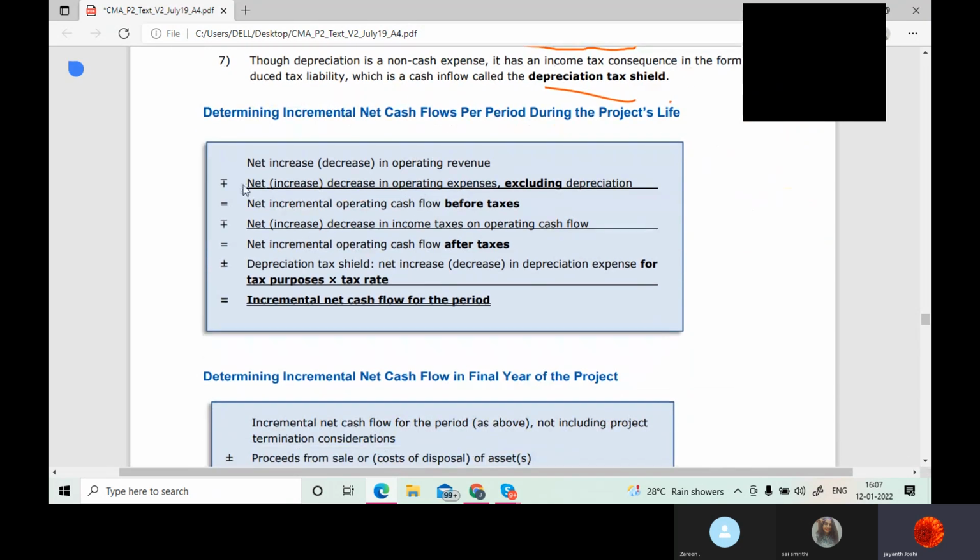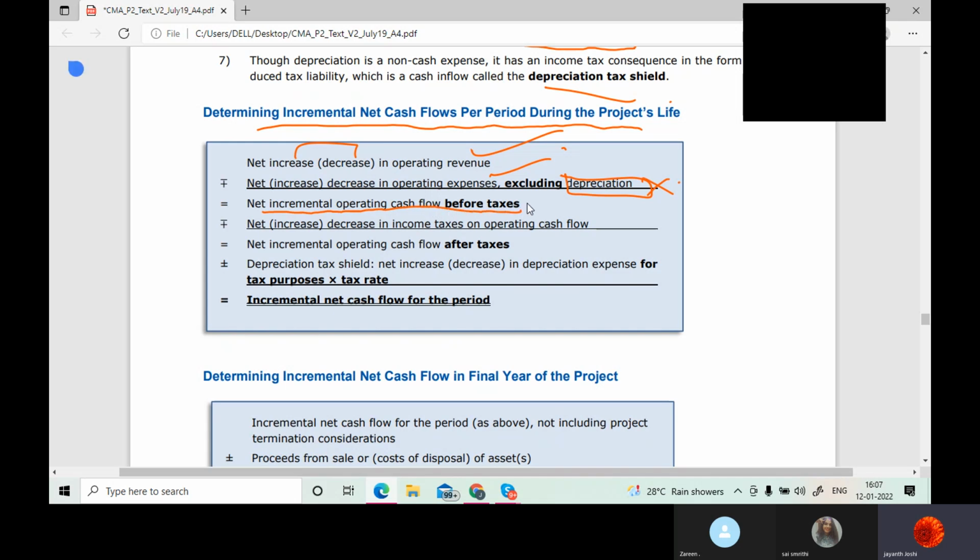Please see how to find incremental net cash flows for the period during the project's life. You have the net increase or decrease in operating revenue, and increase or decrease in operating expenses excluding depreciation, because depreciation is a non-cash expense and has no role to play in this. The depreciation tax shield should be taken, but never ever depreciation as a cash flow, because it's a non-cash item. When you total the increases and decreases, you get net incremental cash flow before taxes.